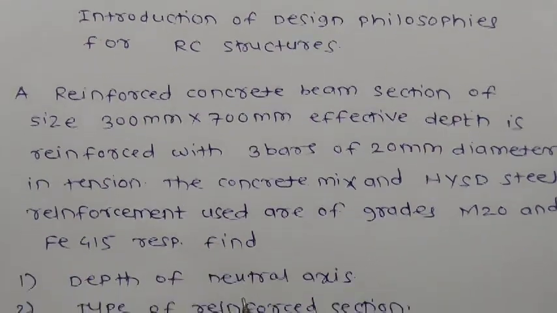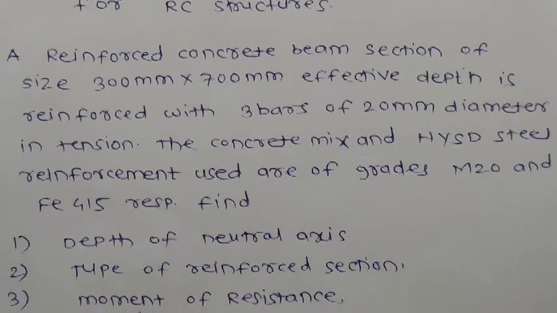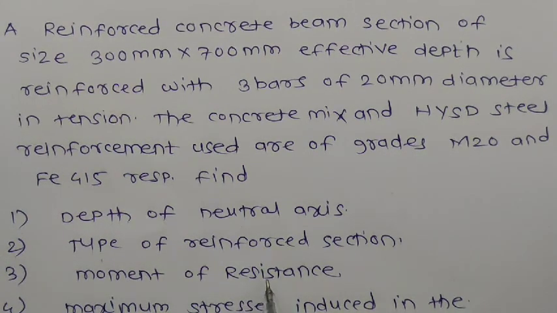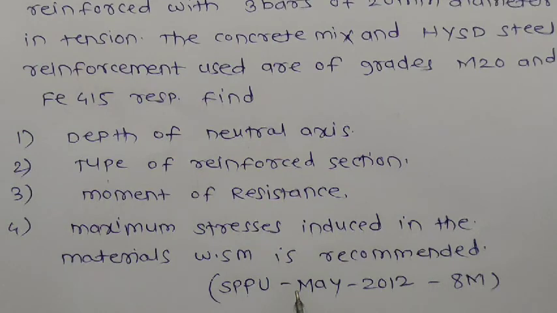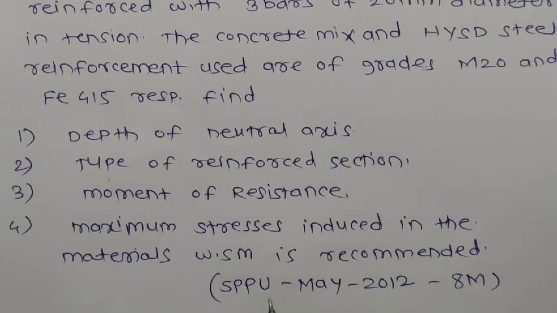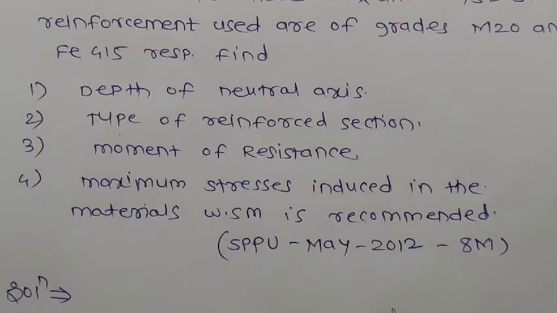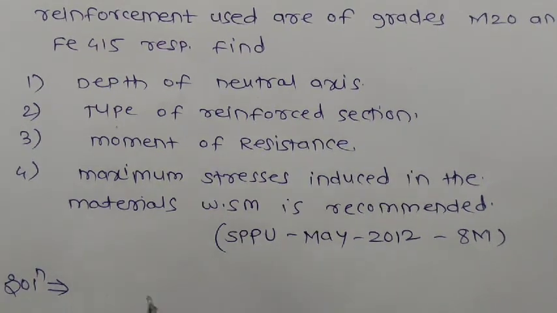Find first the depth of neutral axis, second the type of reinforced section, third the moment of resistance, and fourth the maximum stresses induced in the materials. WSM is recommended. This numerical was asked in SPPU May 2012 for 8 marks. Then solution is, first of all, the given data.